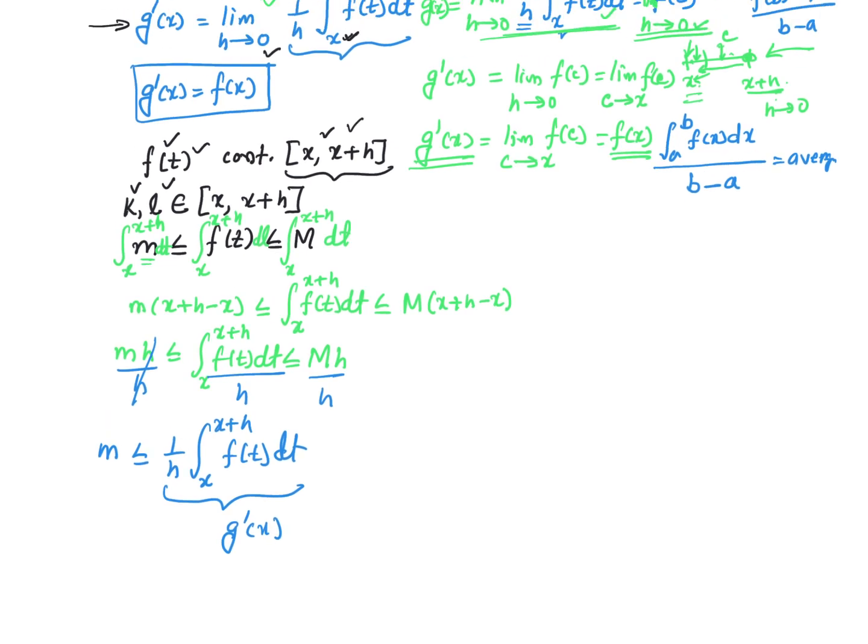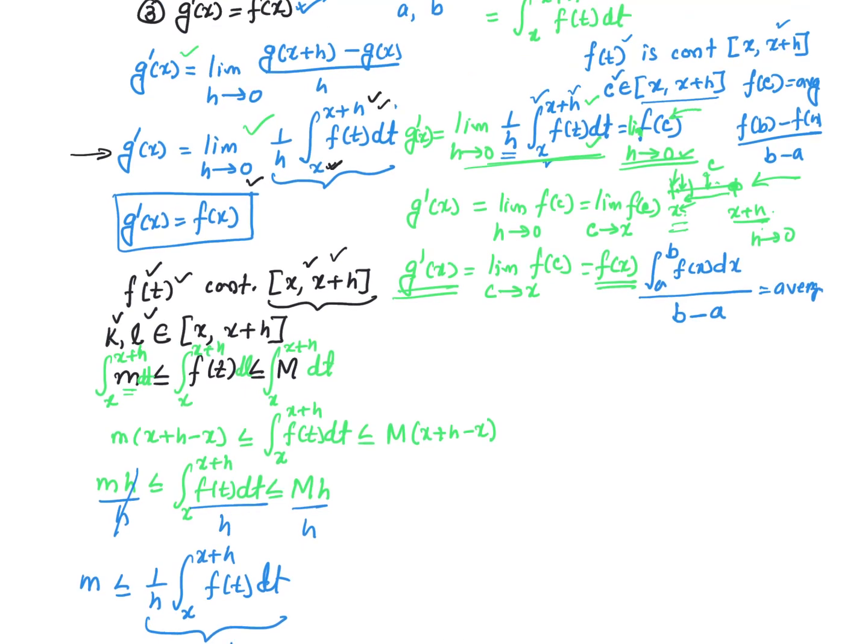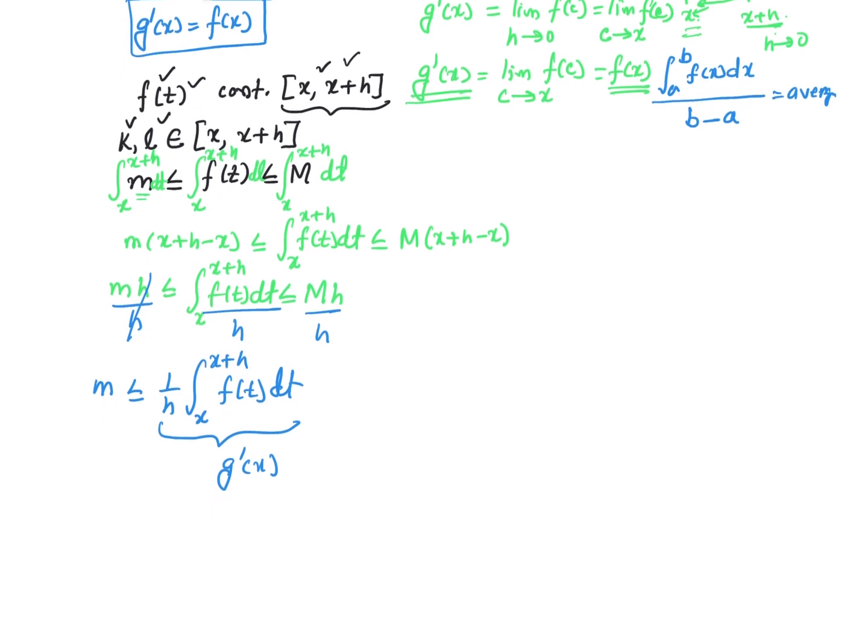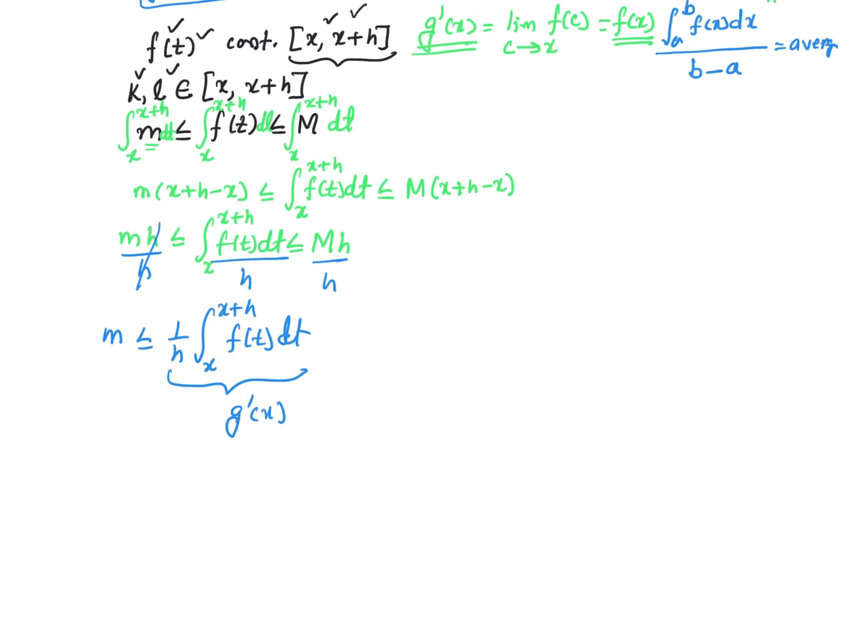That's what we found above, right here. Look, g prime of x is this guy, okay? So it's showing up in this inequality, which is less than or equal to m, the uppercase M. Now, for some value k, it reaches the minimum value. So f of k is going to be less than or equal to 1 over h integral x to x plus h f of t dt, is less than or equal to f of L, okay? Because L was the value that gives you the highest value.